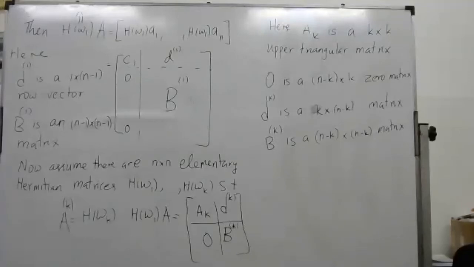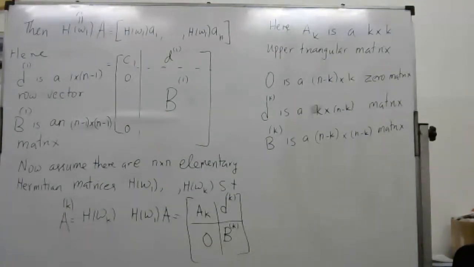And Dk is the leftover when you cut Ak from the first k rows, so it will be a k cross n minus k matrix. Then Bk is the leftover after you cut Ak, Dk and 0, so it will be an n minus k row cross n minus k column matrix.